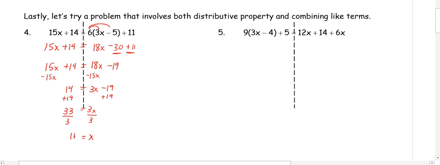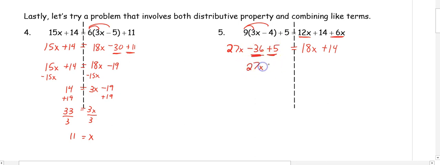In our final problem, number 5, we're going to distribute 9 to the set of parentheses on the left-hand side. So 9 times 3x is 27x, 9 times -4 is -36, plus 5. Remember, we're not going to distribute to the 5 because that was outside the parentheses. On the right-hand side, we can combine like terms with these x's. So we get 12x plus 6x is 18x plus 14. So on the left-hand side, we need to do a little more combining with this -36 and the 5.